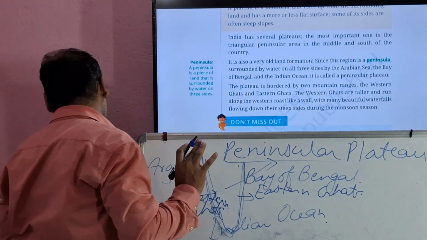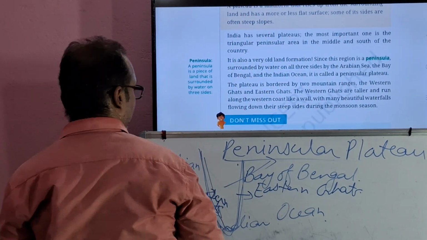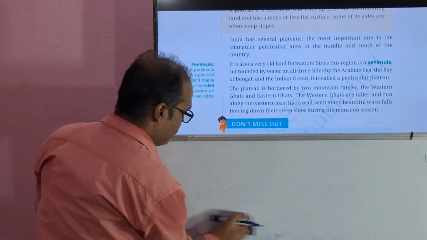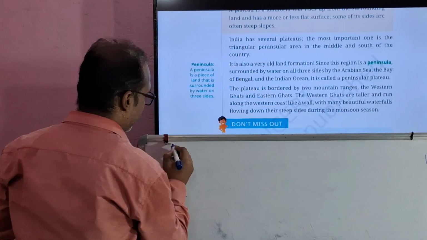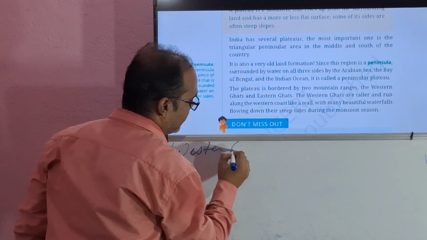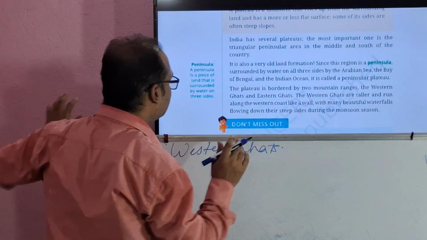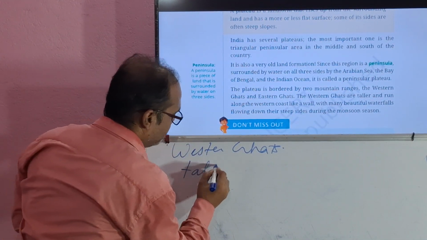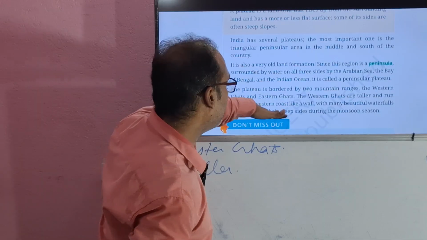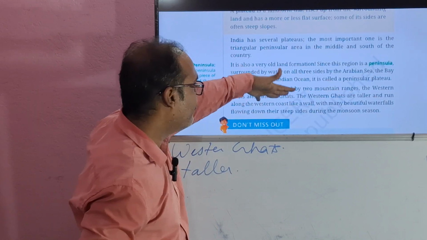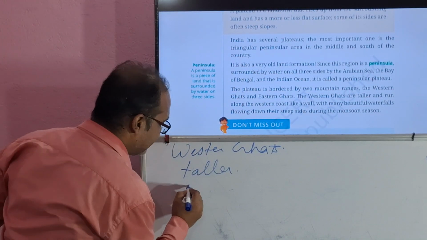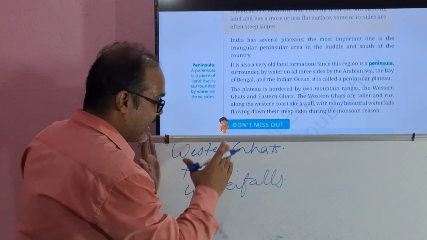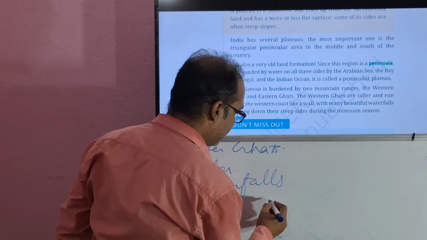Now, what are the features? Note down somewhere the features of these two Ghats. Western Ghats: the features are that they are taller and run along the western coast like a wall, with many beautiful waterfalls. Here you will see waterfalls also. Beautiful waterfalls are located on the western side. Got it?